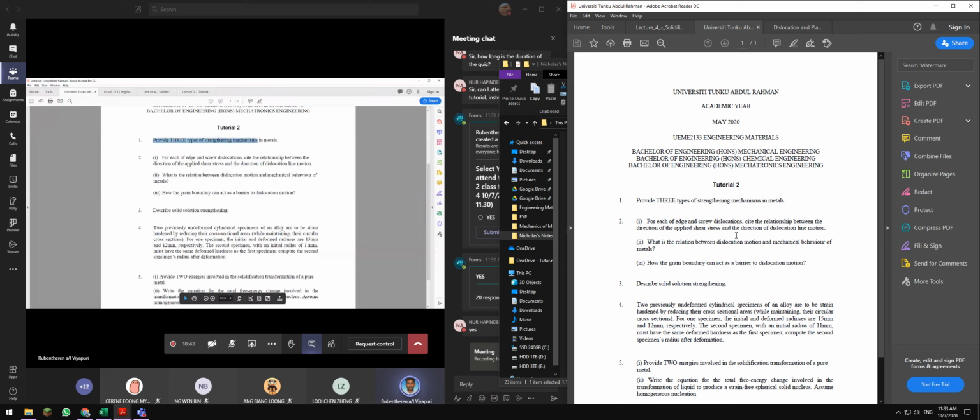Okay, now look at question number 1. Provide 3 types of strengthening mechanism in metals. So strengthening mechanisms of metal, you can find the answer. Try to recall back lecture 3. So I'm giving you some time now. Try to answer this, guys.